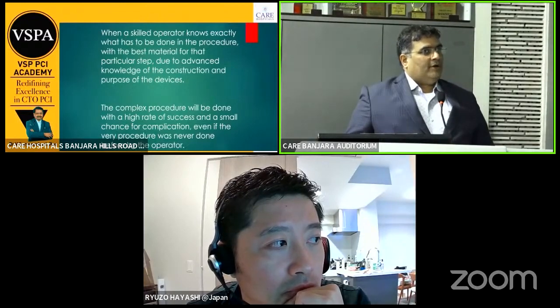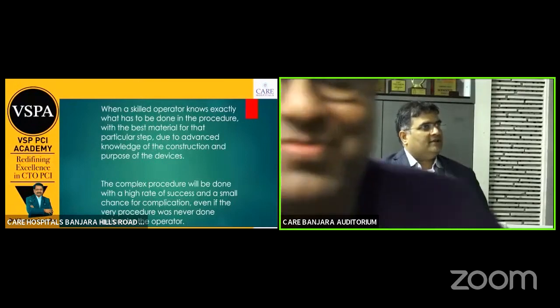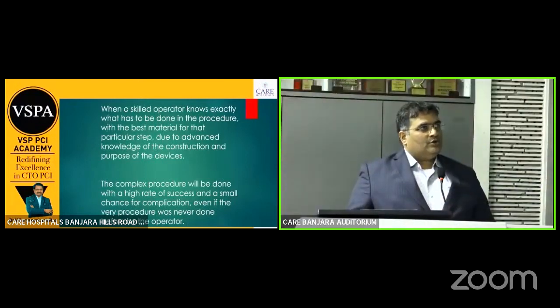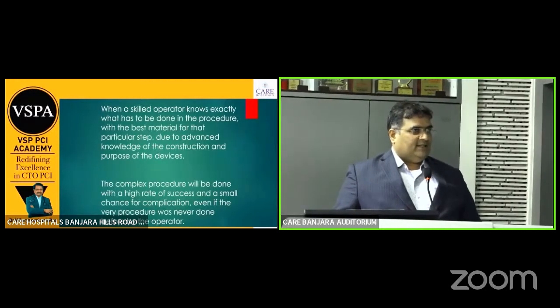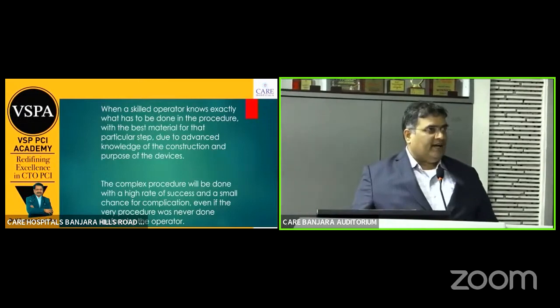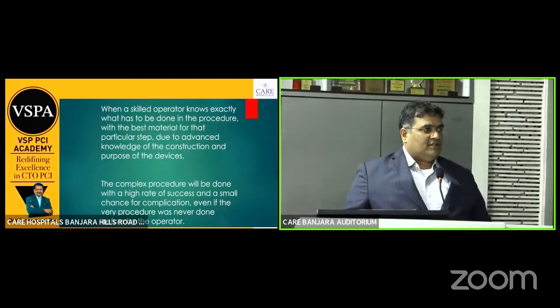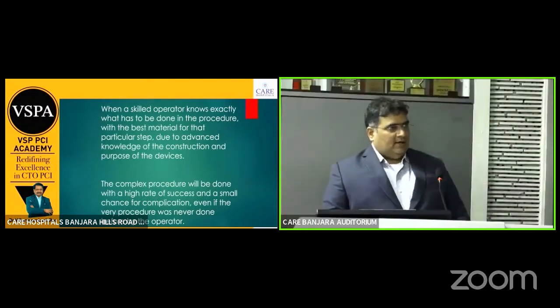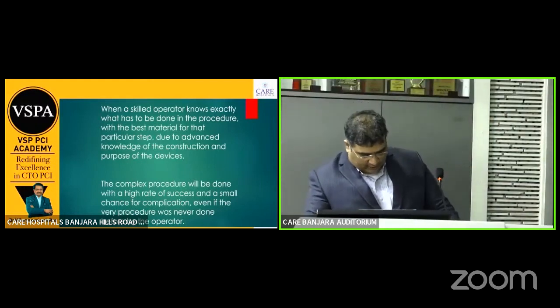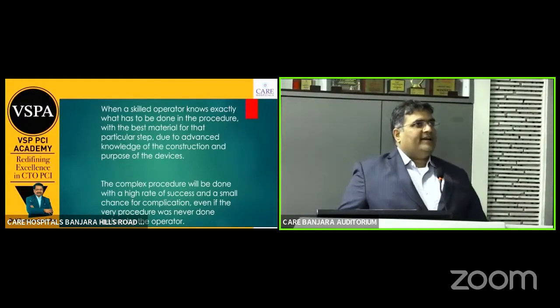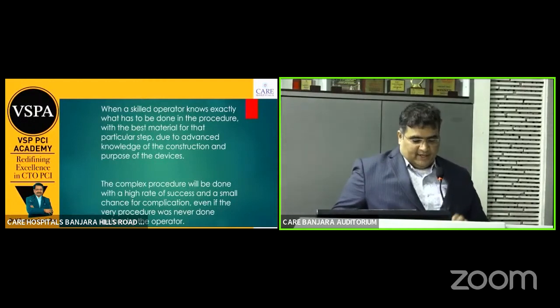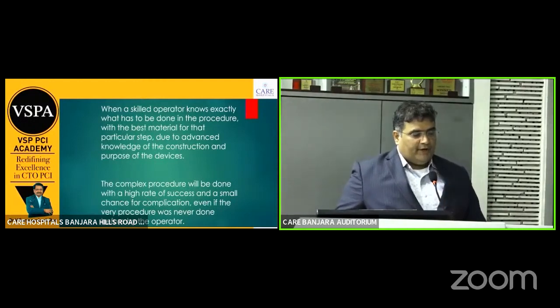So why do we need a toolbox? A skilled operator knows exactly what has to be done in the procedure with the best material for that particular step. And with advanced knowledge of the construction and the purpose of the devices, the procedure can be performed with a high rate of success and a small chance of complication. So it indicates that we should get a very, very high success rate for the procedure if we have the knowledge of the material.